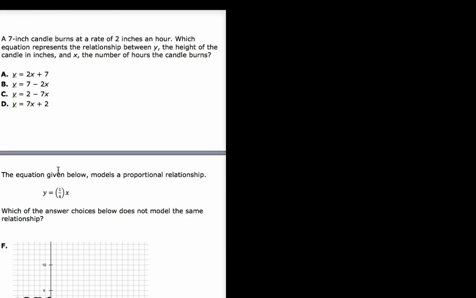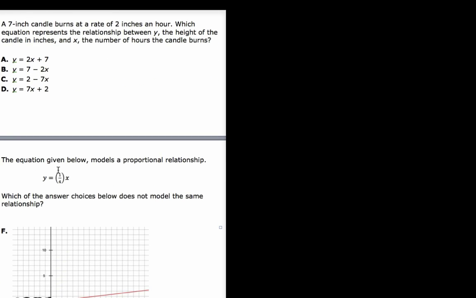Number 5, a 7-inch candle burns at a rate of 2 inches per hour. Which equation represents the relationship between y, the height of the candle in inches, and x, the number of hours the candle burns? Pause the video, work the problem.